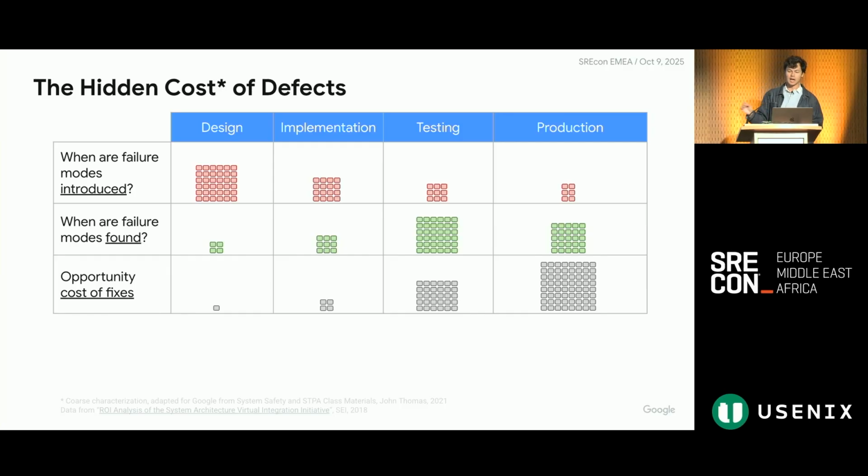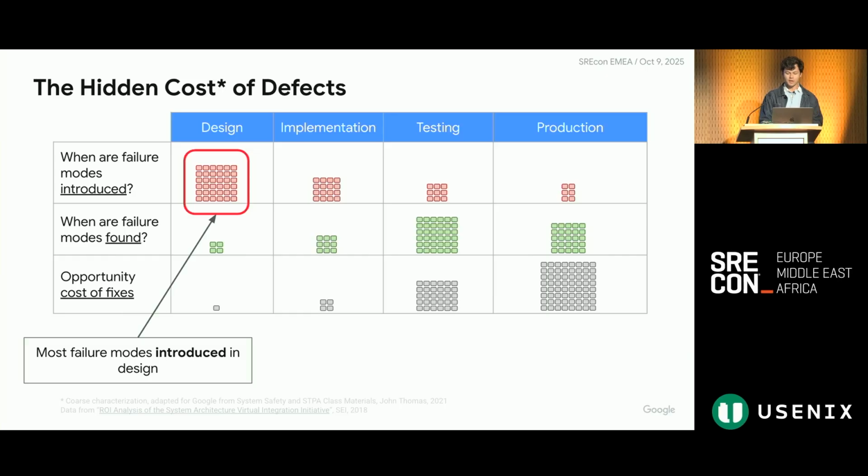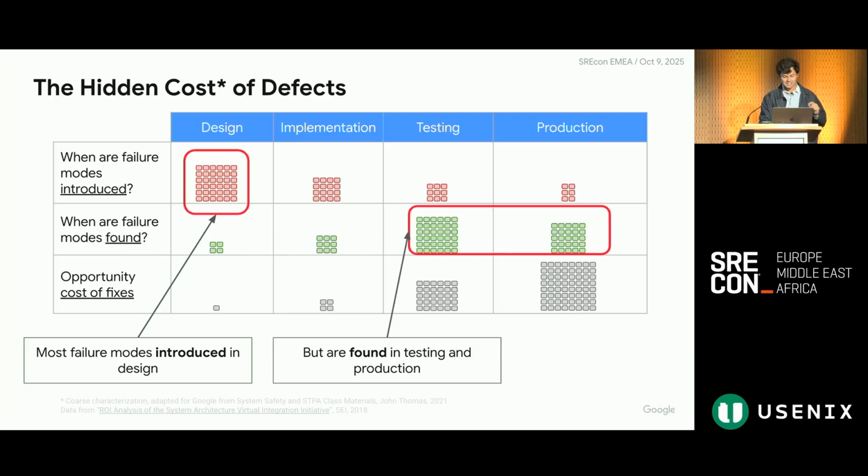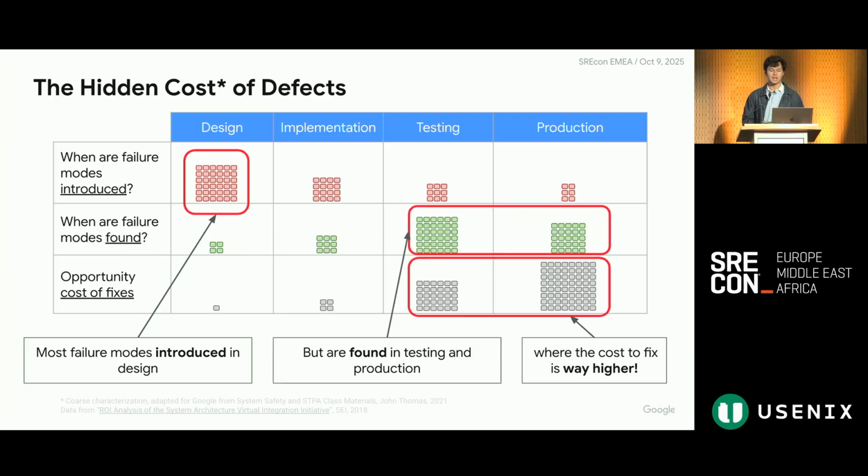A study at the Software Engineering Institute at Carnegie Mellon found that most failures are introduced at the design stage of a product. However, they're found in the testing and production stages where the cost to fix those defects is way higher. Now these boxes don't have any percentages on them, but the source down below, when you get the slides later, has the actual numbers there.